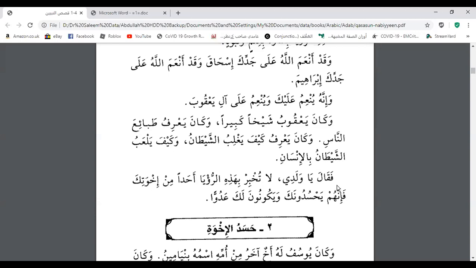So he said, oh my son, do not tell this dream to anyone from your brothers, because they will become jealous of you, they would envy you, and they will become your enemy.